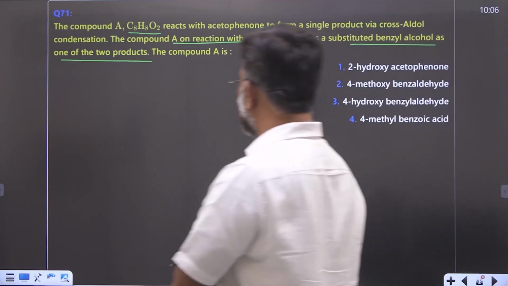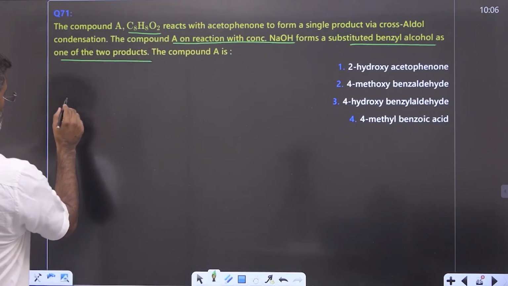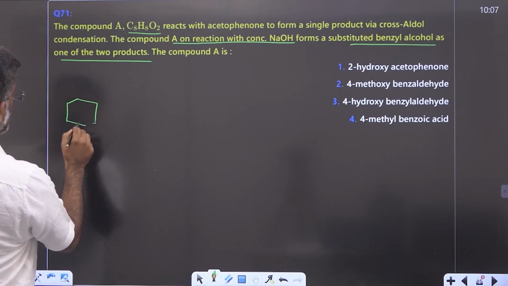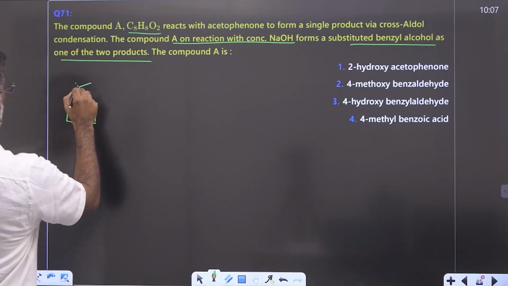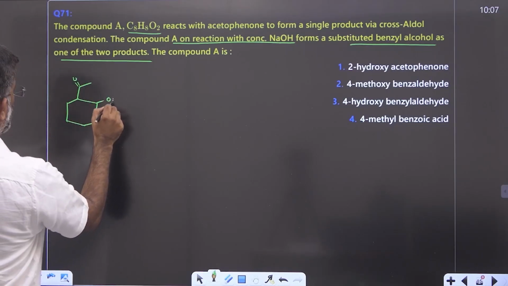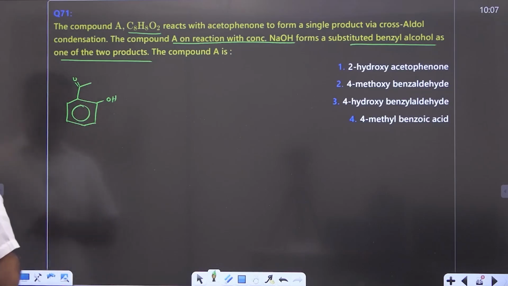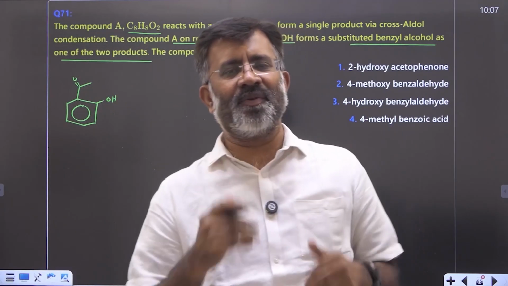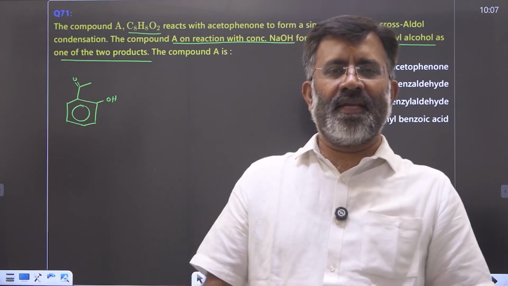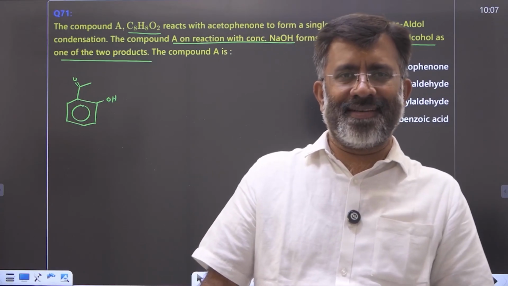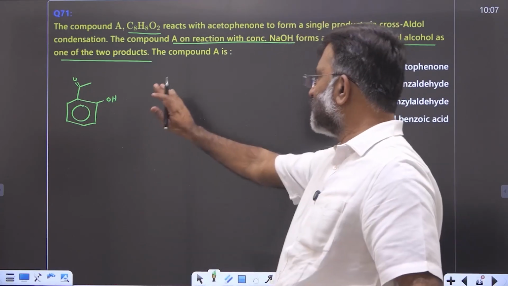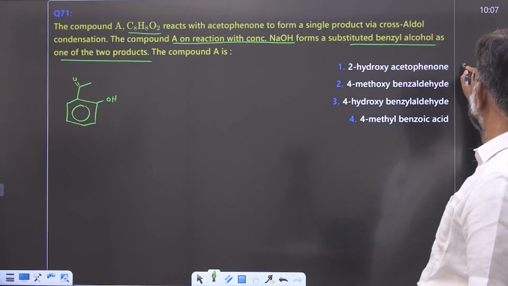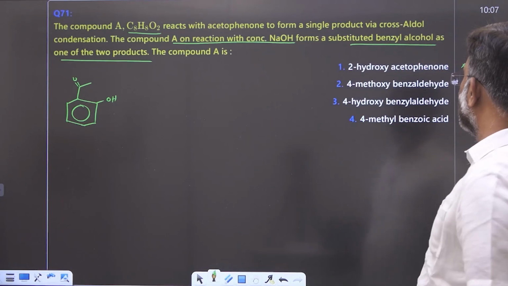2-hydroxyacetophenone, option 1. This is 2-hydroxyacetophenone. This will not satisfy this reaction. See that second part of the reaction? Second part of the reaction, it is Cannizzaro reaction, isn't it? This is not satisfying Cannizzaro reaction. So that is out. This is out because it is acetophenone.